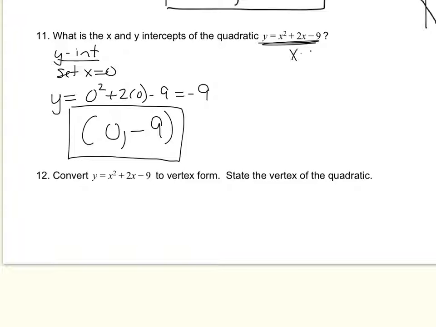Now my x-intercept is a little trickier because I want to set y equal to 0. So I will put 0 equal x squared plus 2x minus 9. Now this is important because a lot of times even the Desmos calculator will give you a decimal approximation when you actually might want the actual values.